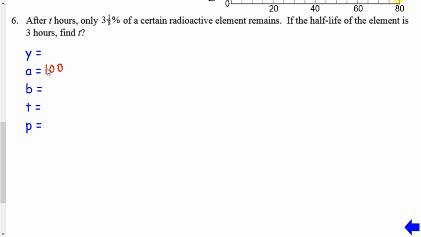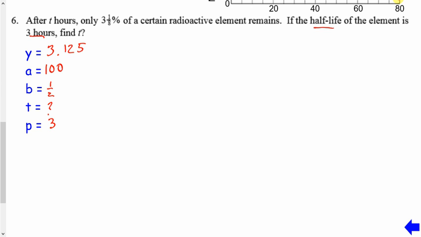But as long as I make sure I'm consistent as I write this future amount, where we're told that 3 1/8%, so that'll be 3.125, is left over. So there's my future amount and my initial amount. Additionally, in this question, we're told that we have a half-life of 3 hours. So my B value will be a half, and my P value will be 3 hours. And we want to determine how much time has passed.